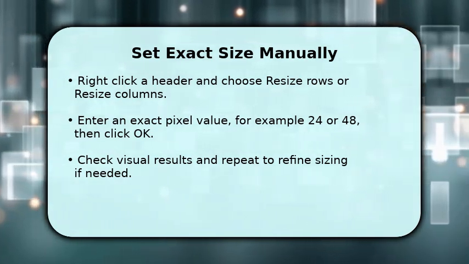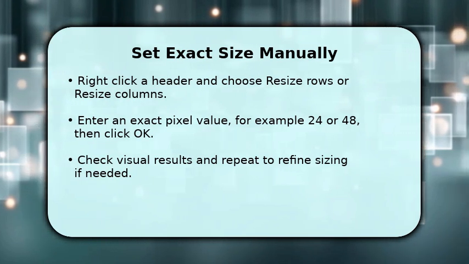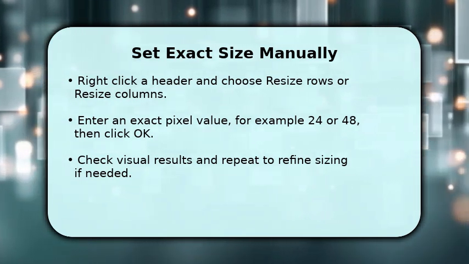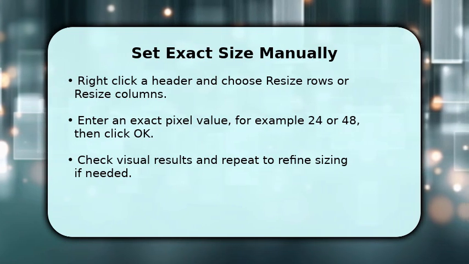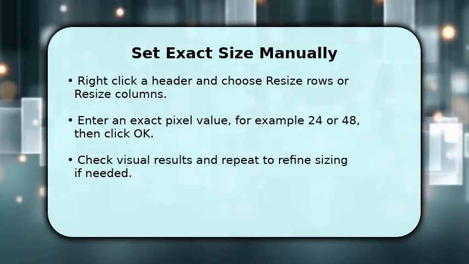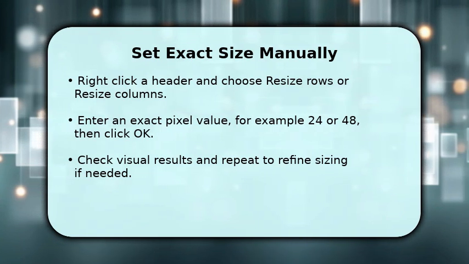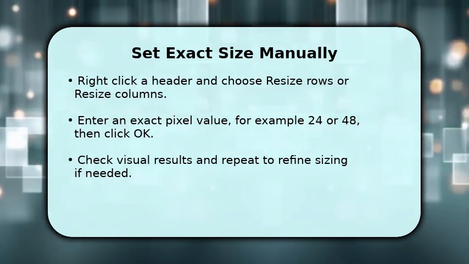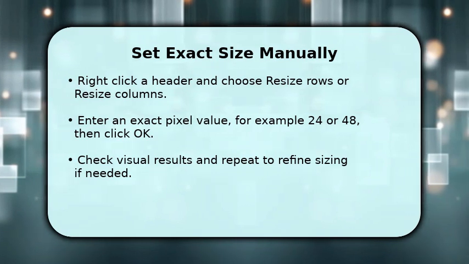A dialog appears prompting you to enter an exact pixel value, like 24 or 48. Type the number and click OK to apply the precise size. This method ensures uniform heights or widths across your selection. If the result looks off, repeat the process with a different pixel value until the layout looks right.